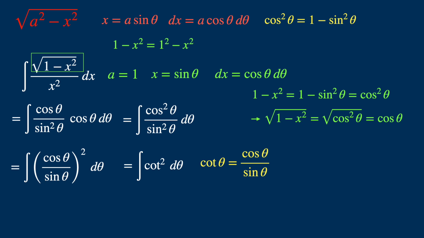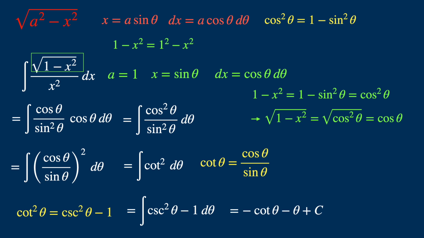We're gonna use the Pythagorean identity one more time. Cotangent squared theta is gonna be cosecant squared theta minus 1. So this one is gonna be the integral of cosecant squared theta minus 1. The antiderivative of cosecant squared theta is negative cotangent theta, minus the antiderivative of 1, which is theta, plus c. We are not done yet, guys. The original function is a function of x, and this is a function of theta. We have to plug back in. How are we gonna do it?